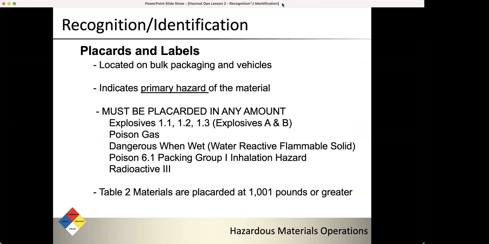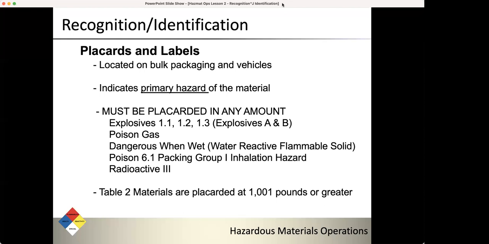All right, so that's all the containers. Placards and labels are both different, but what's similar to both of them is they're both located on bulk packaging and vehicles, or they can be. They indicate the primary hazard of the material. All right, what does that mean?